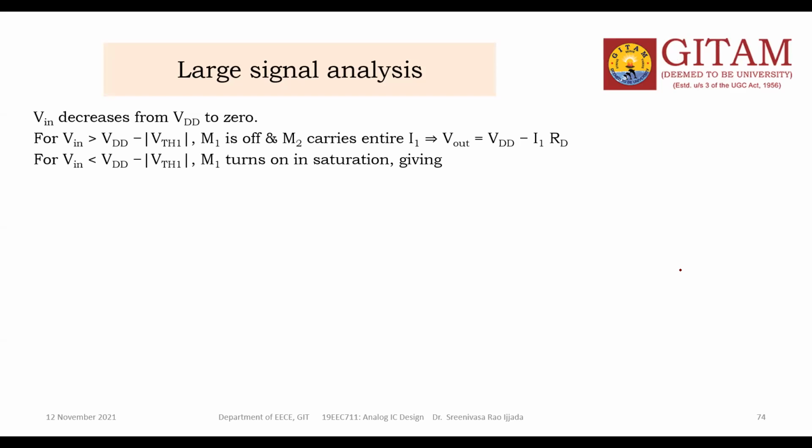Another case is if Vin is less than VDD minus the magnitude of VTH1. It is nothing but the PMOS device I am talking about, in the second picture. M1 turns on, entering saturation, which gives ID2 equal to I1 minus the current flowing in the M1 device. What is that? 1/2 mu p Cox, because M1 is a PMOS device.